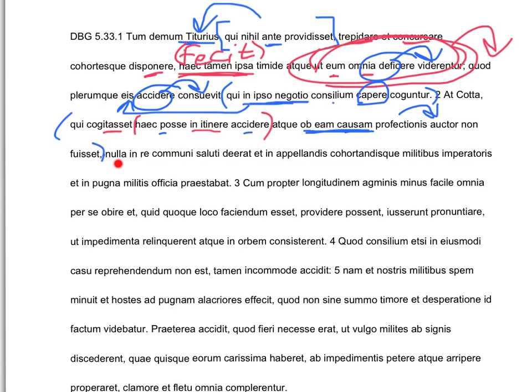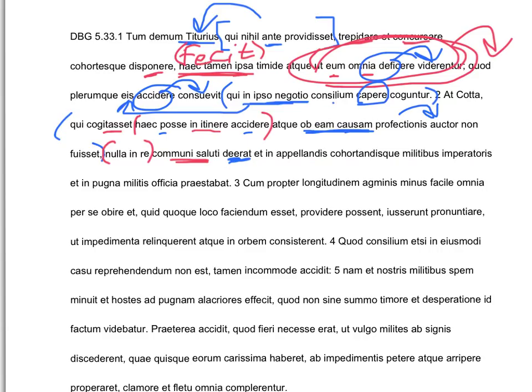Let's see. Nulla in re communi saluti deerat. Okay, we've got a prepositional phrase here. In no thing. And then we have communi saluti, the common safety, and that is dative. And then deerat, finally we get the verb. Okay, deerat is a weird verb because it takes a dative object. So, Cotta was deficient to the common safety in regard to this common safety. He abandoned the common safety, nulla in re, in no way. Wow, Caesar, okay.